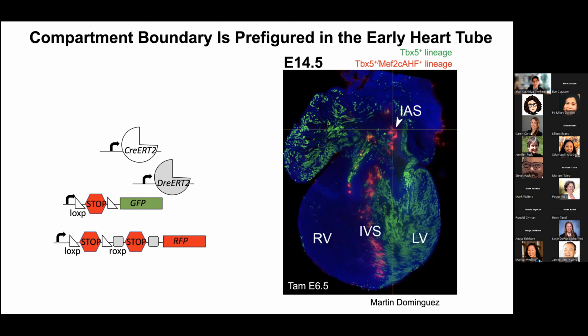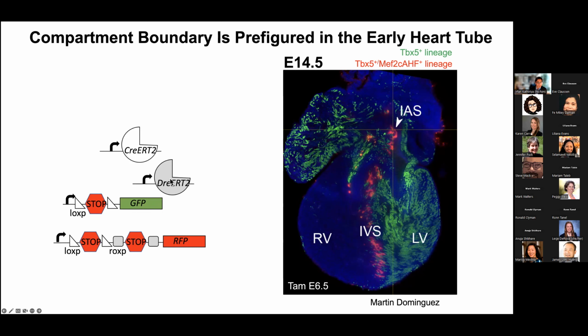I just wanted to go over some of the genetics to talk about how we're able to visualize these two lineages at the same time. So as I talked about, there's the Cre reporter. The Cre binds the LoxP, excises the stop, and then causes the GFP to turn on. So this is just a standard Cre reporter.